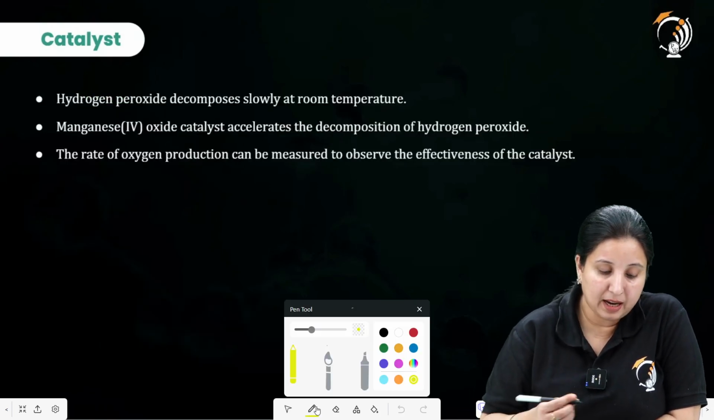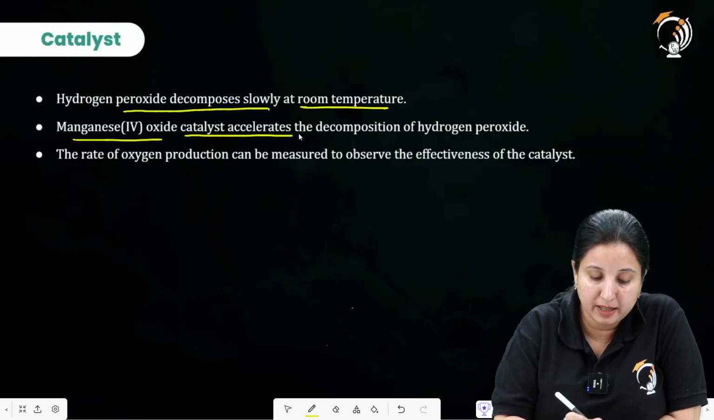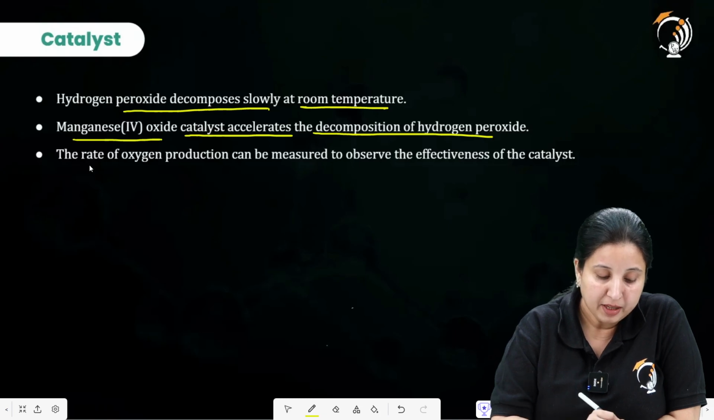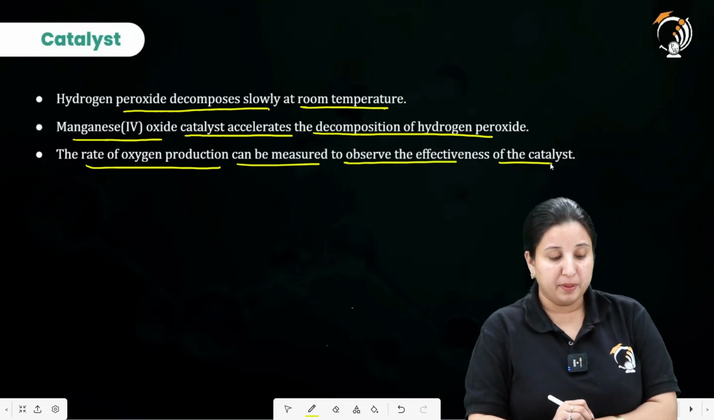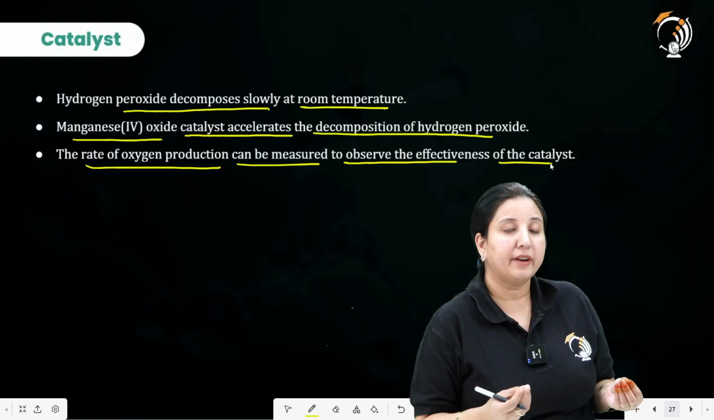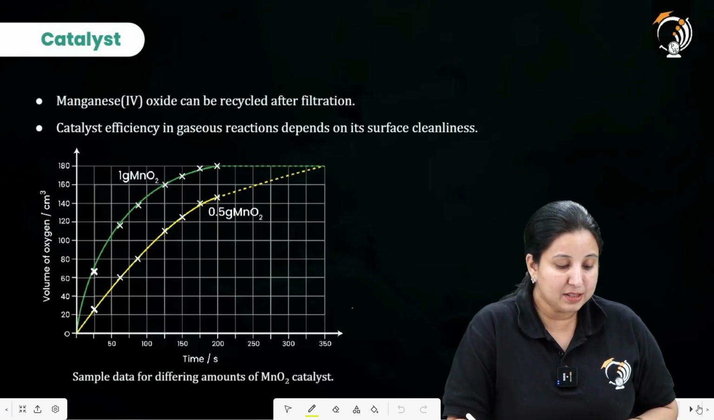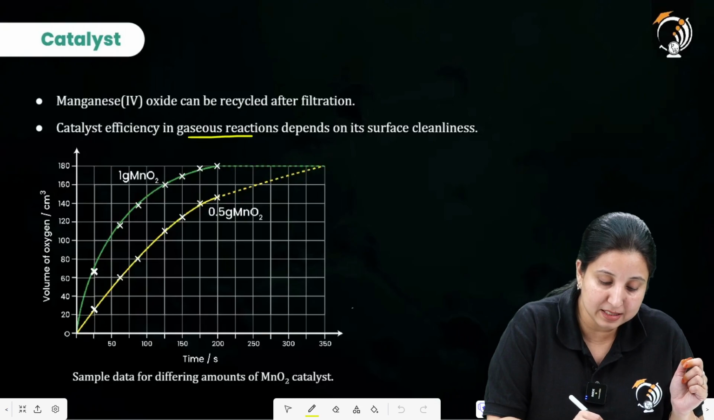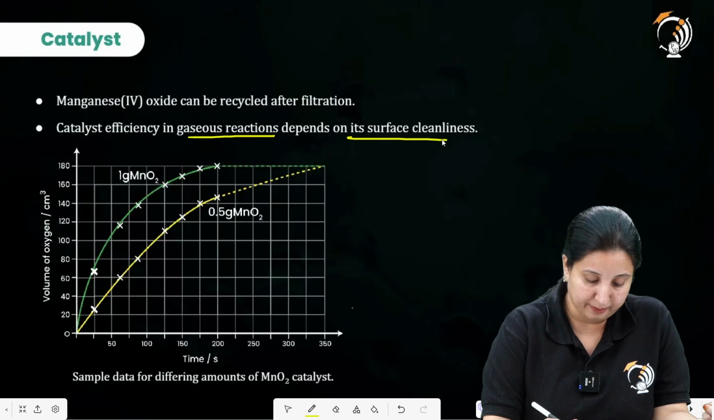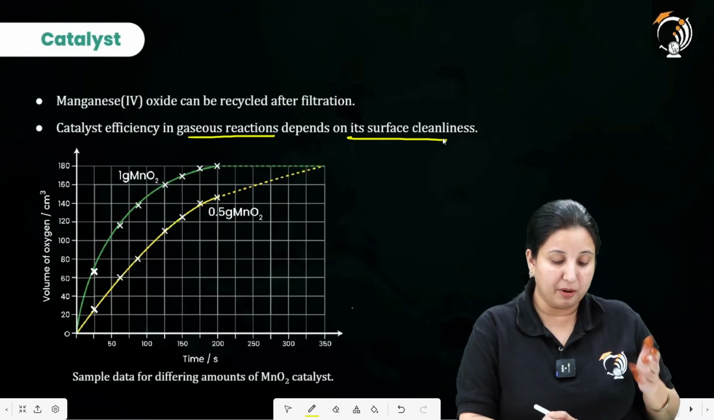Next, hydrogen peroxide decomposes slowly at room temperature. Manganese(IV) oxide as a catalyst accelerates the decomposition of hydrogen peroxide. The rate of oxygen production can be measured to observe the effectiveness of the catalyst. So basically, the catalyst's role is to increase the rate of the reaction without getting consumed itself. Manganese oxide can be recycled after filtration because it is not consumed. Catalyst efficiency in a gaseous reaction depends on its surface cleanliness. We have seen this in the graph of the volume of oxygen against time with different amounts of the catalyst.